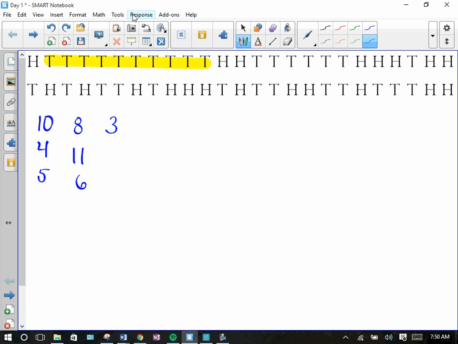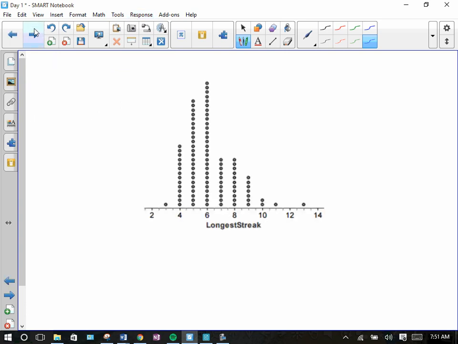The idea here is that we want to look at streaks in a performance, all right? And in this case, we were flipping the quarters, and we're measuring the streaks. So this would act as sort of our simulation: we would record our longest streaks, and then make a dot plot, all right?